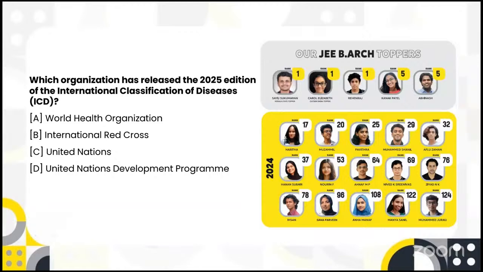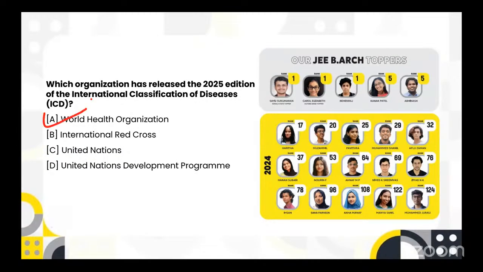Which organization has released the 2025 edition of the International Classification of Diseases, ICD? World Health Organization, International Red Cross, United Nations Development Program. Recently this was released by the World Health Organization. They have released the 2025 edition of the International Classification of Diseases. This is actually the 11th revision.